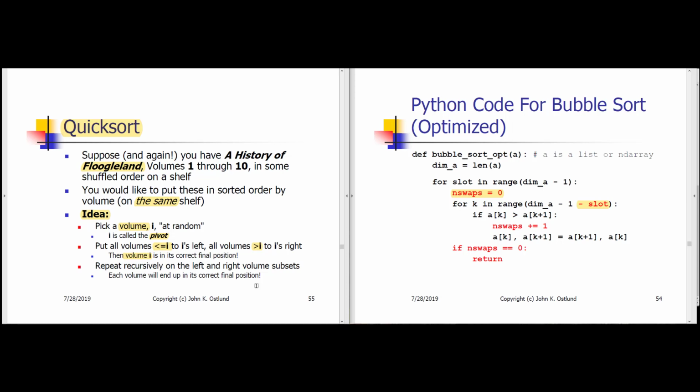And if we quicksort the volumes to the right of I, each of those volumes is going to end up in its correct position. So this is a recursive algorithm, obviously, and when we're done, each volume will be in its correct position, and consequently the entire collection of volumes will be sorted.